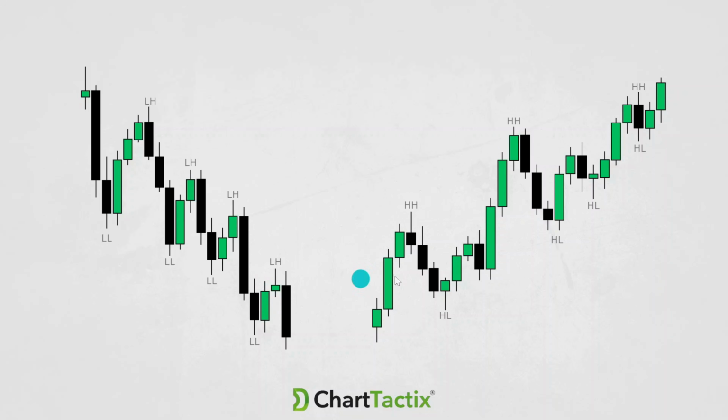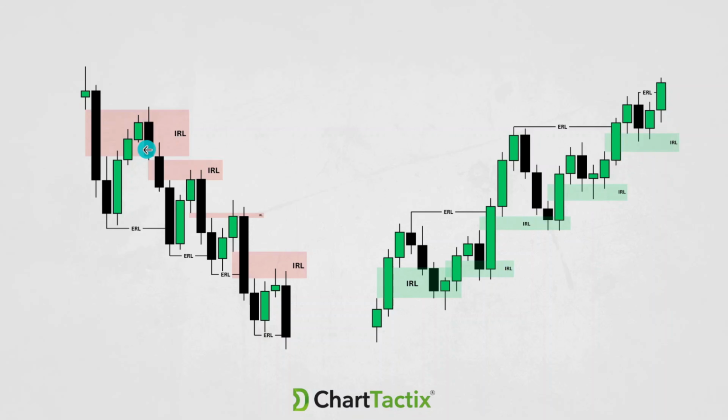In this example here, we can see price forming a bullish market structure. So here we can see a higher high, a higher low, a higher high, a higher low, and so on and so forth. This is a bullish market structure. Now, most of the time, when price forms a lower high, it usually forms that lower high inside an internal range liquidity. And that is exactly what we can see here.